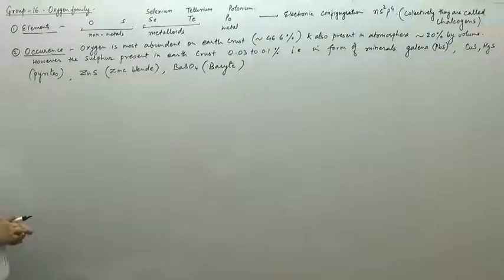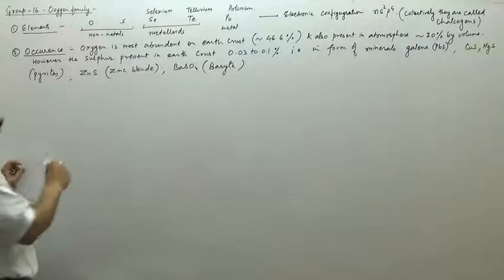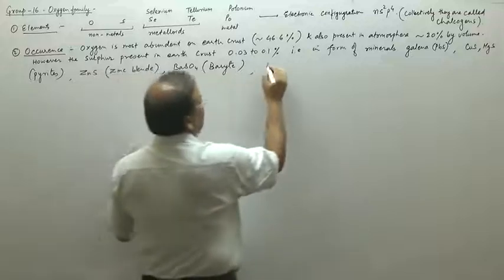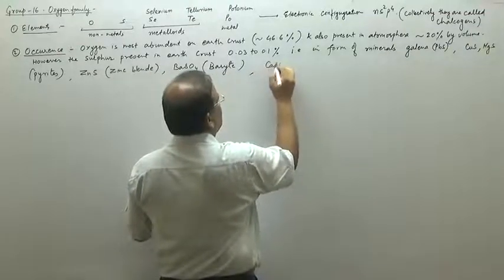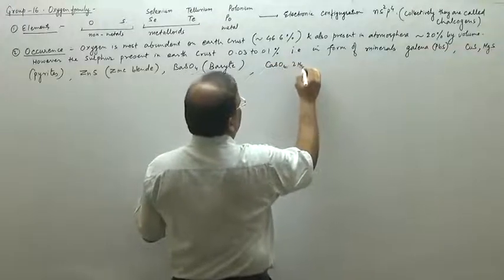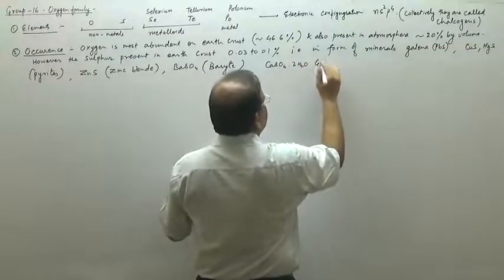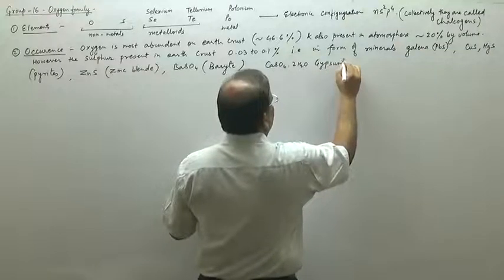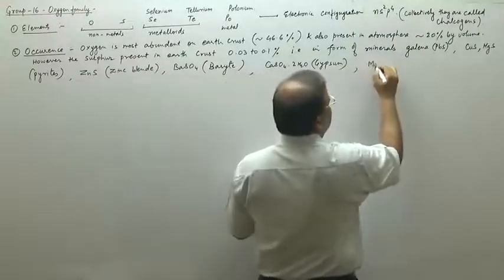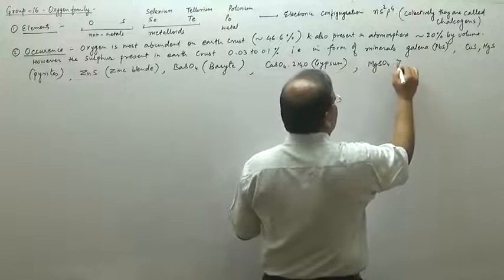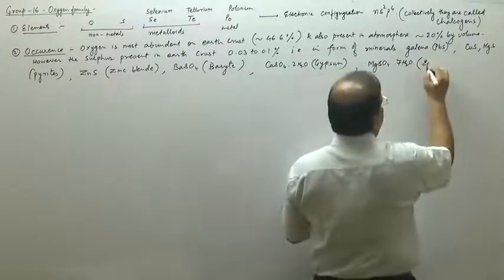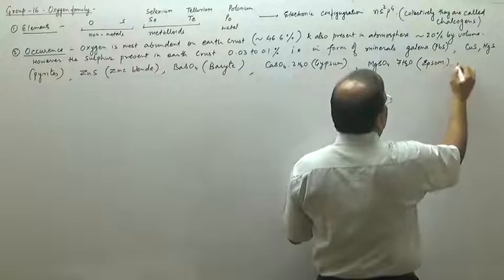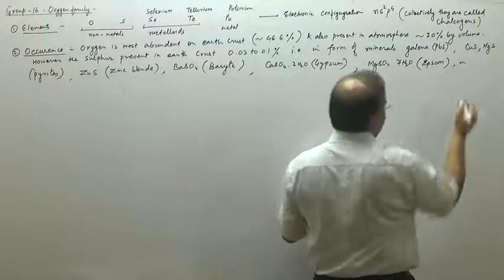So we can write that barium. Then gypsum, that is calcium sulfate. So we'll just write that calcium sulfate dot 2H2O is called gypsum. Gypsum, and also we can write that it is magnesium sulfate, MgSO4 dot 7H2O, that is called epsom salt. We know that. So that is called epsom salt, and also in the volcanic eruptions.